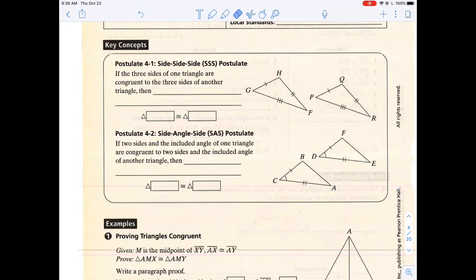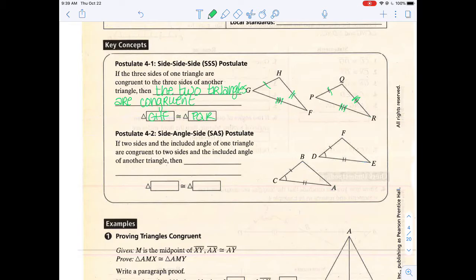Postulate 4.1, the side-side-side postulate, says if three sides of one triangle are congruent to three sides of another triangle, then the two triangles are congruent. So if all three sides are congruent, the triangles have to be congruent also. So in this case, triangle GHF is congruent to triangle PQR because we know all three sides are congruent. We've got side GH and side PQ, side HF and side QR, and side GF and side PR.